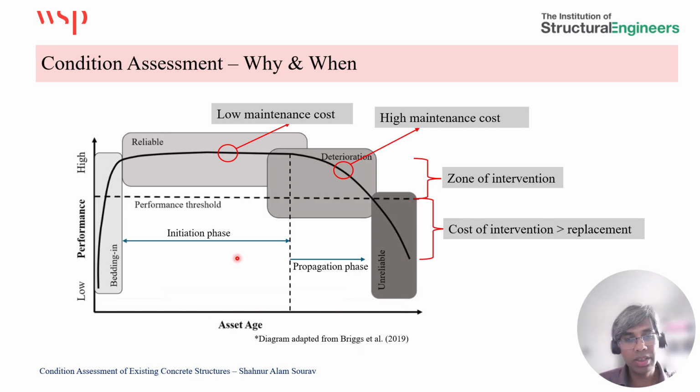As the structure progresses into the propagation phase, the degradation process will start to accelerate, and at this stage we need to intervene to determine what's going wrong with the structures, and the maintenance cost at this stage will be high as well. As the performance goes beyond the performance threshold, this is where the structure becomes unreliable. So this is when we need to replace the structure, mainly. So at this stage, the cost of any intervention activity will be greater than the replacement activity.